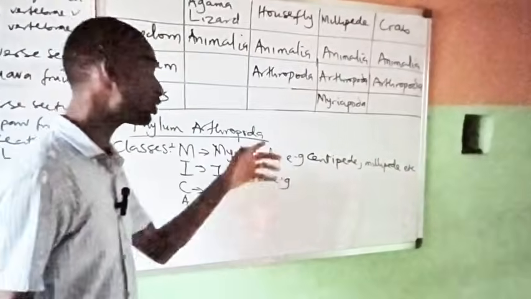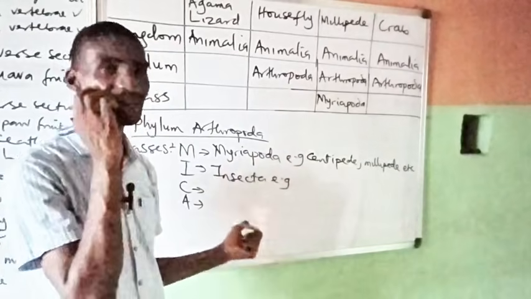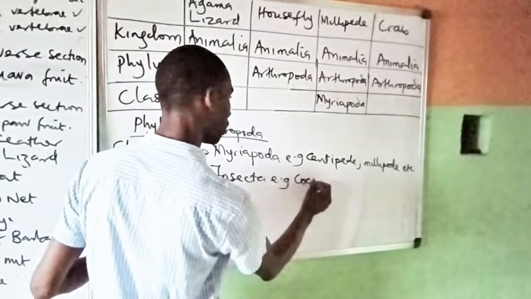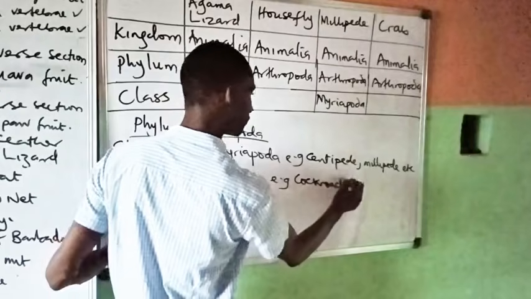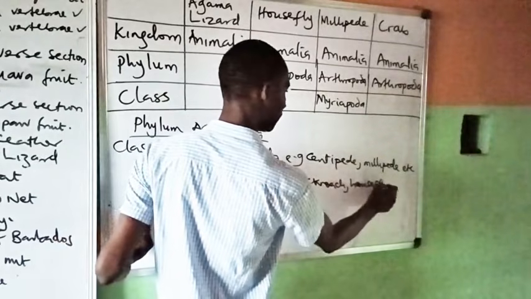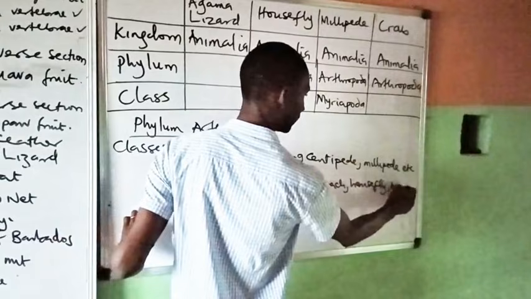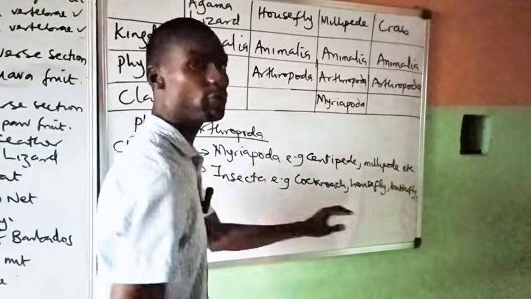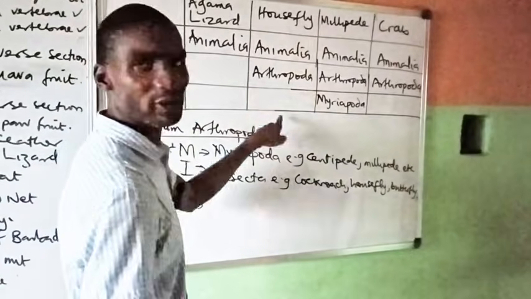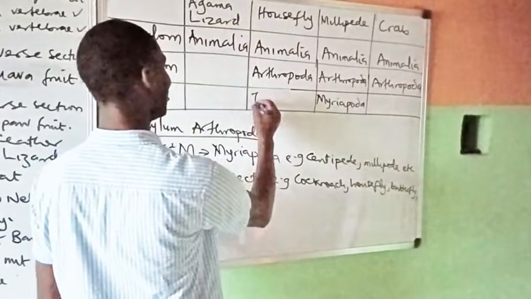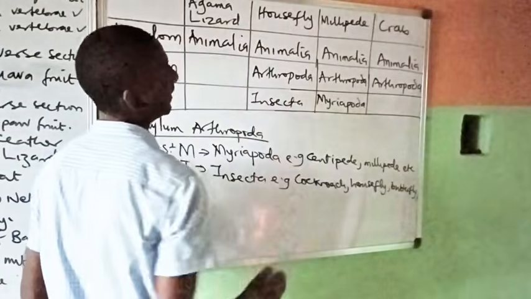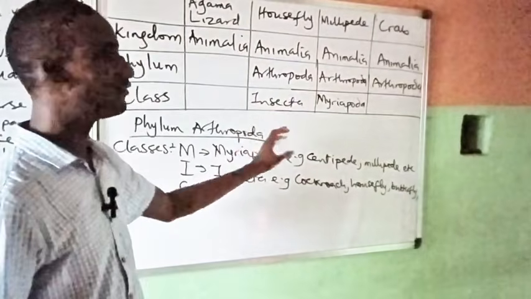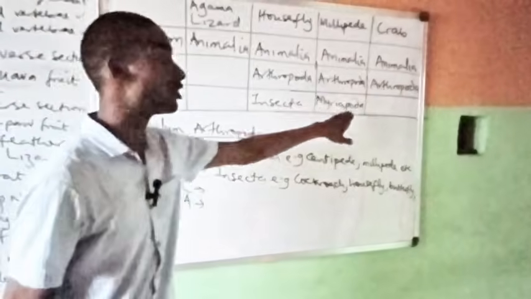They are wingless, so they are not true insects. But this insecta, they are true insects. They have wings. Example, you have your cockroach, housefly, butterfly, bees, etc. They have wings. So that is where housefly belongs to. They are insecta. So they can ask you what are the observable differences between the two. One observable difference is this one has wings, this one does not have wings.